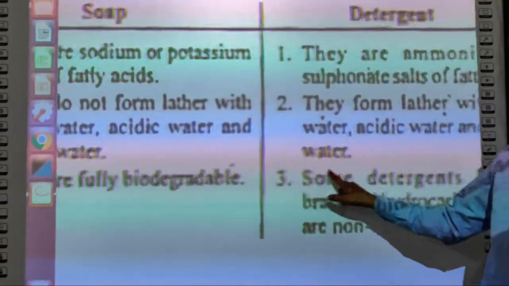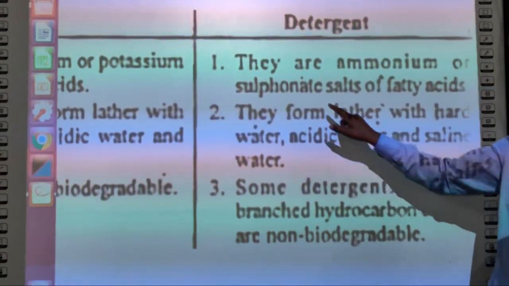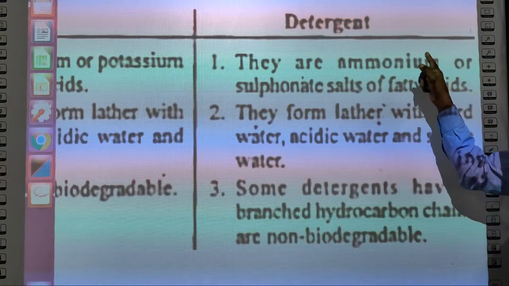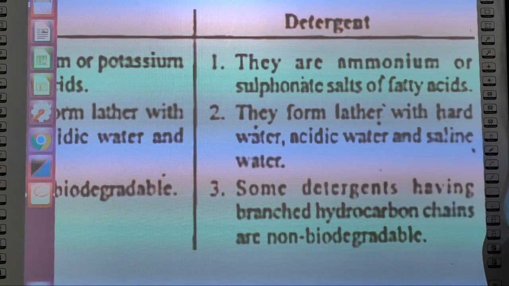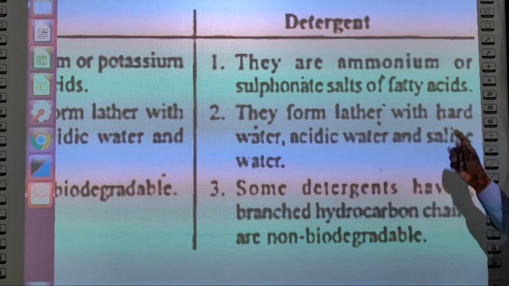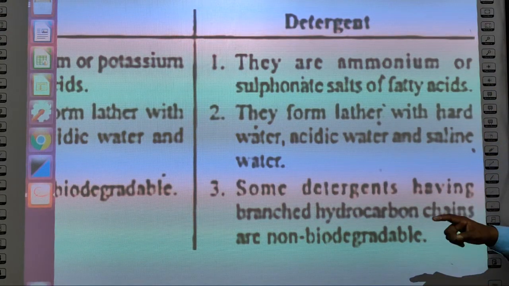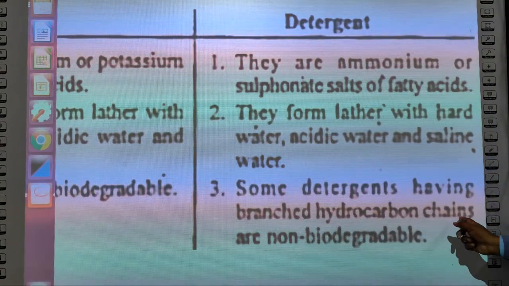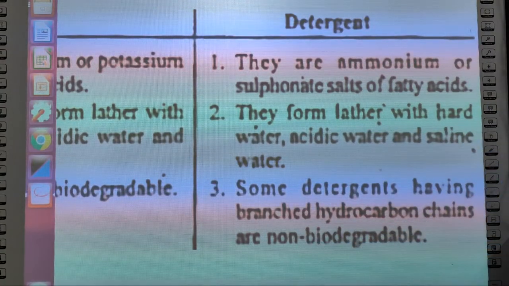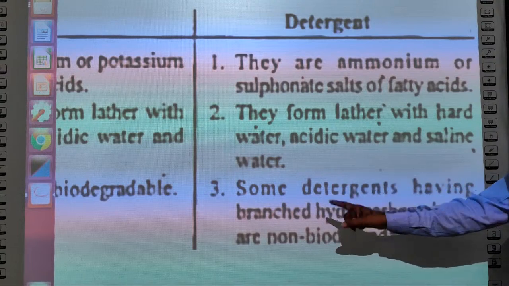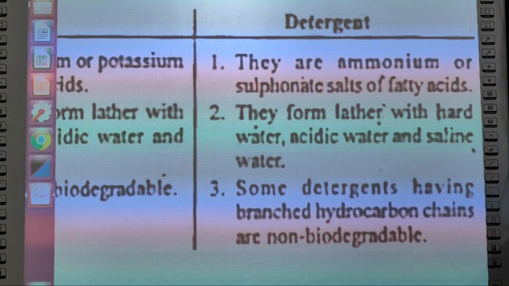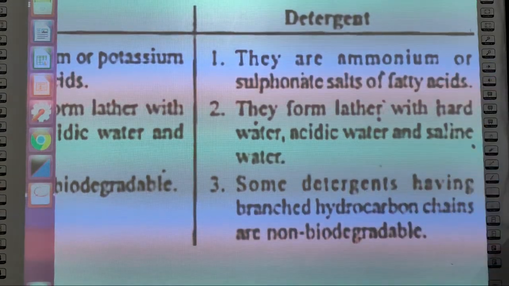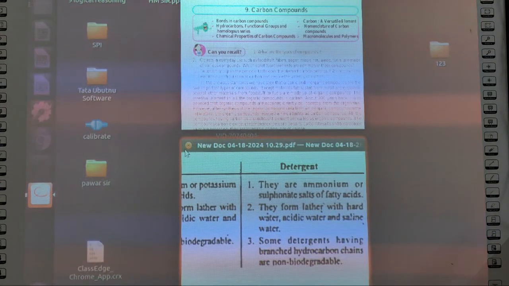Exactly opposite to this, detergents are the ammonium or sulfonic salt of fatty acid. Detergents are different and soaps are different. Then they form lather in hard water too, or saline water. Some detergents have a branched hydrocarbon chain and are not biodegradable. So use carefully. Okay. Do you have any problem in this?